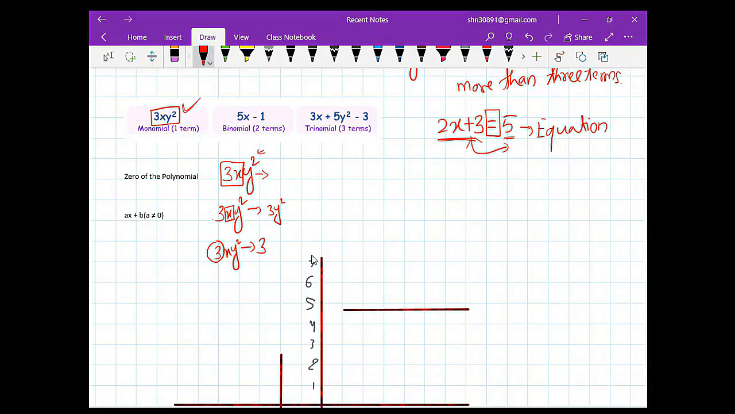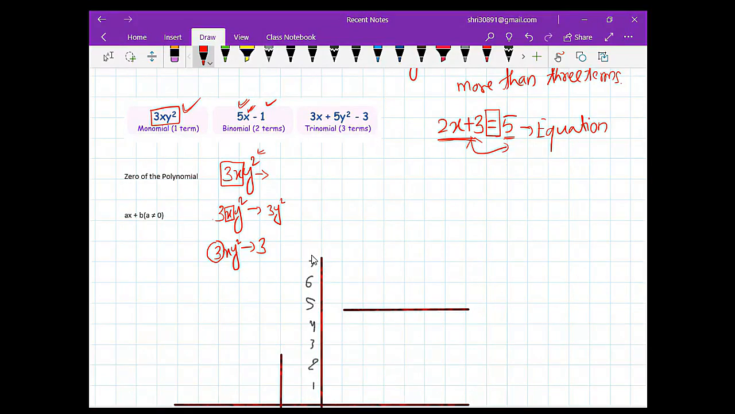So here in the second example, that is a binomial, two terms are there. 5x is one term and again minus 1. The minus is separating these two terms, and these two terms make a binomial. So here, what is the coefficient of x? It is 5, because 5 is multiplied by x, or x is multiplied by 5. So if the coefficient of x is asked, then it is 5.